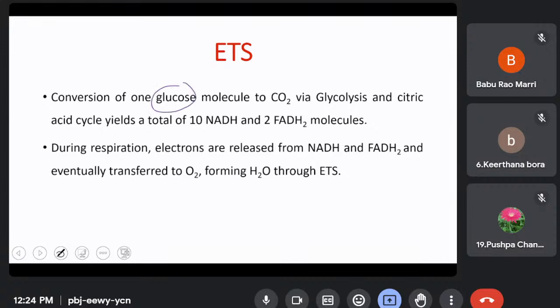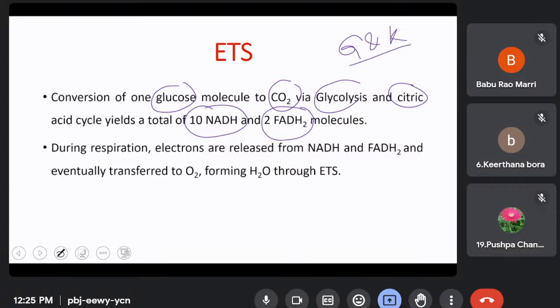Conversion of one glucose molecule to carbon dioxide via glycolysis and citric acid cycle yields a total of 10 NADH and 2 FADH2 molecules. So by the end of glycolysis and Krebs cycle, glycolysis results in pyruvic acid. Pyruvic acid is converted into acetyl coenzyme A. Acetyl coenzyme A enters the mitochondrial matrix, where it combines with oxaloacetic acid, forms citrate, and the cyclical reactions take place, and again oxaloacetic acid is regenerated.